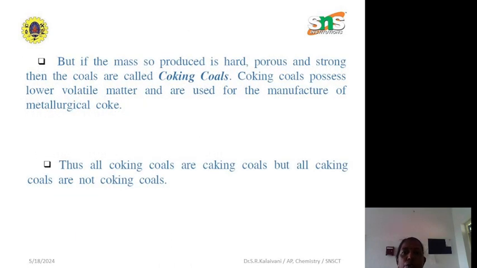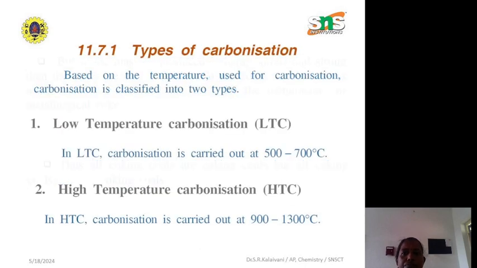But if the mass so produced is hard, porous and strong, then the coals are called coking coals. Coking coals possess a lower volatile matter and are used for the manufacture of metallurgical coke. So for the manufacturing of metallurgical coke, we are using coking coals. Thus all coking coals are caking coals, but all caking coals are not coking coals.